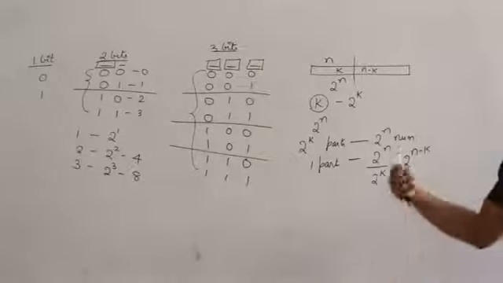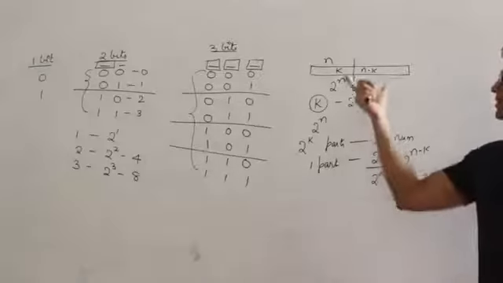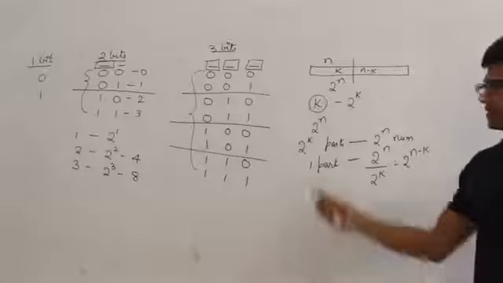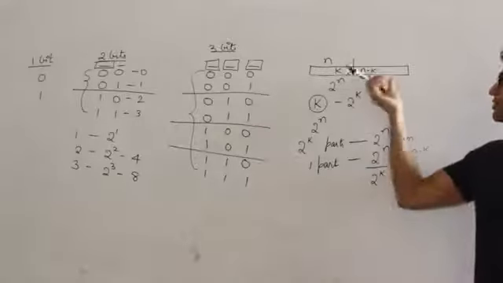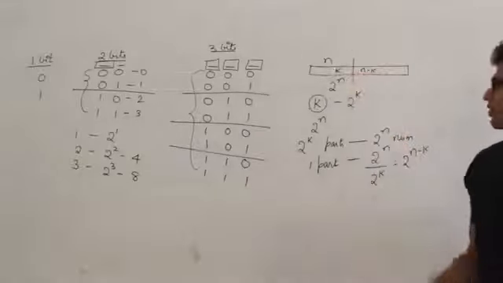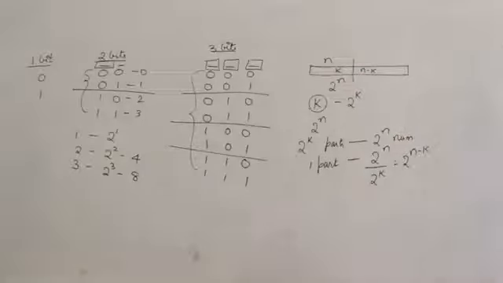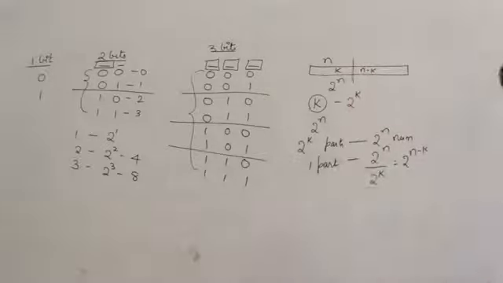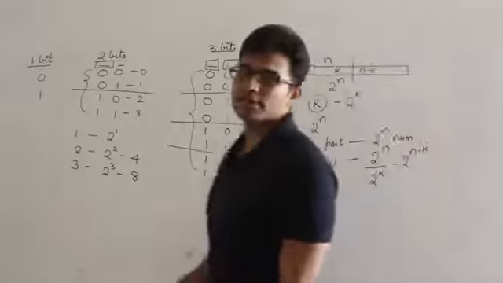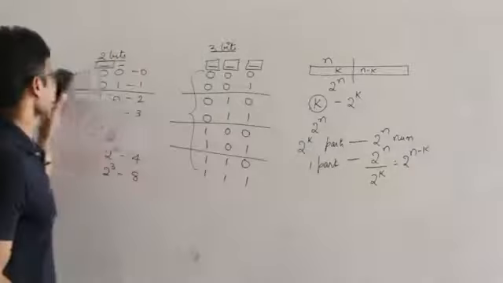And coming to computer organization, this n bits is nothing but the address, and this k bits is nothing but the tag or block number, and the remaining part is nothing but the block size or block offset. Okay, now coming to this computer networks, we have an IP address whose size is 32 bits, right?